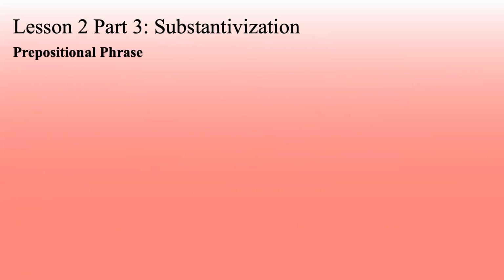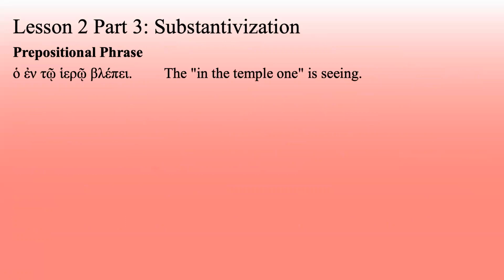So first, we have prepositional phrases. We have a prepositional phrase right after a definite article, and it will be a substantive prepositional phrase. So, ho en tō hierō blepei. The in the temple one is seeing. Now, that's not good English. So we're going to say the one that is in the temple is seeing.